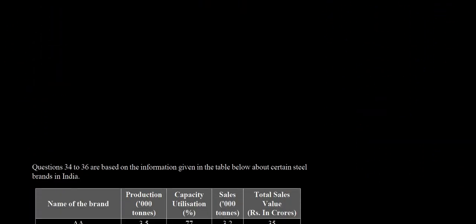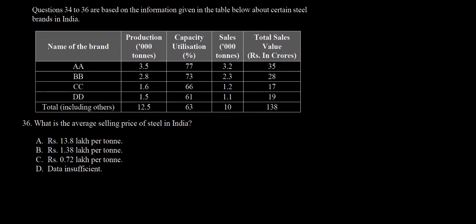Now let's move on to the last question of this information, question number 36. Question 36 says, what is the average selling price of the steel in India? So we need to find the total average selling price, not individually AA, not BB, not CC, and not DD, but the total average selling price of steel in India, because no brand is mentioned in this question. The question only says average selling price of steel in India. So we need to find the average selling price of the total.